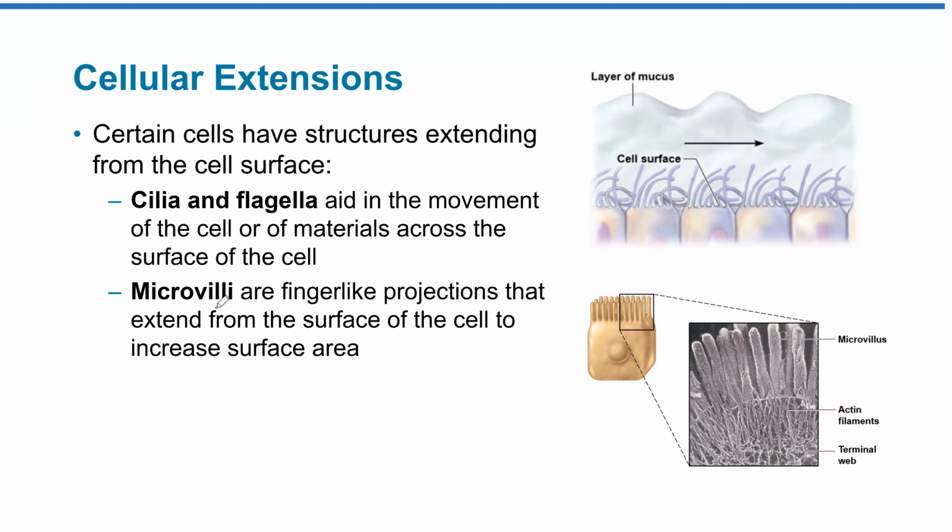Microvilli are also cellular extensions. They are finger-like projections that extend from the surface of the cell to increase the surface area. Microvilli are not for movement, they are for absorption. They increase the surface area so we can absorb substances from, for example, the lumen of the GI tract into the cell, and through the cell to our bloodstream. So for cellular extensions, cilia and flagella are for movement, and microvilli are for absorption.